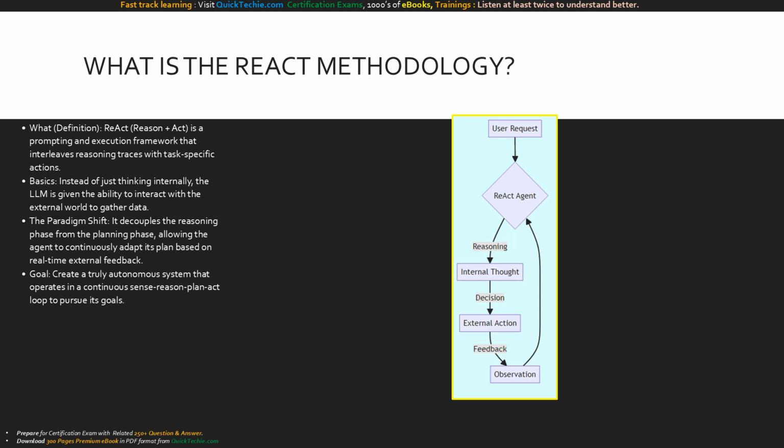Looking at this flowchart, you can visualize the paradigm shift. A user request comes into the ReAct agent. The agent first enters the internal thought phase, where it reasons about the problem. But instead of guessing the final answer, it decides on an external action to take, like searching a database or calling an API. The environment then returns an observation, which flows right back into the agent. This continuous loop is the heartbeat of the ReAct methodology.